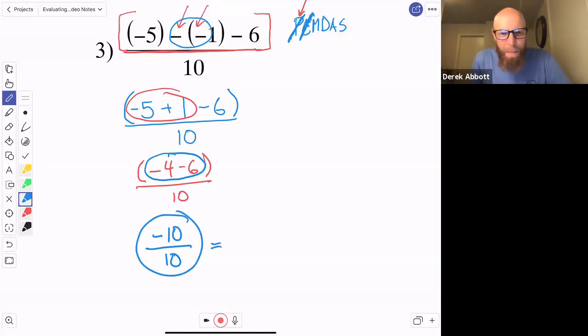The -10 divided by +10. Negative divided by positive is going to give me a negative value. 10 divided by 10 is just 1. So -1. That is our answer right there.